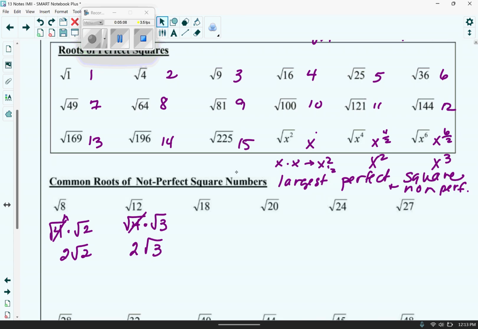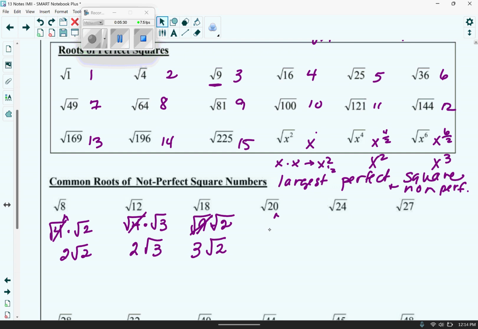18, half of 18 is 9. Is 9 a perfect square? Yes. So 9 times 2, and the square root of 9 is 3, so 3 radical 2. Notice I do a cross off, like a diagonal, when I perfect square it, or square root it, so I know that it's on the outside.